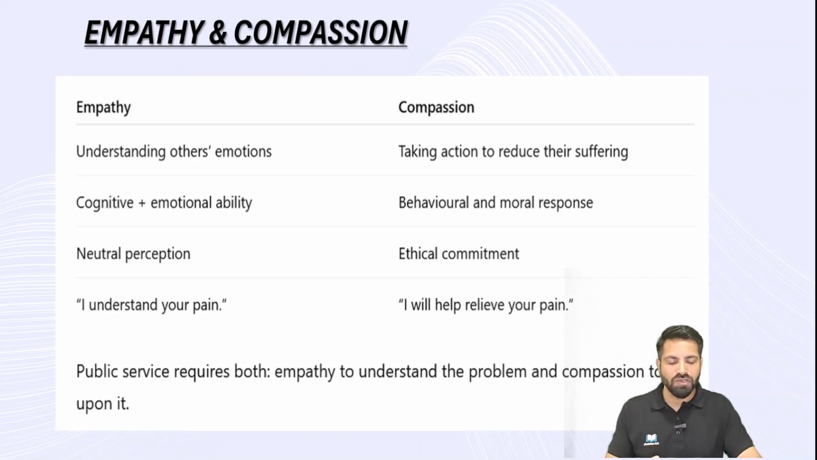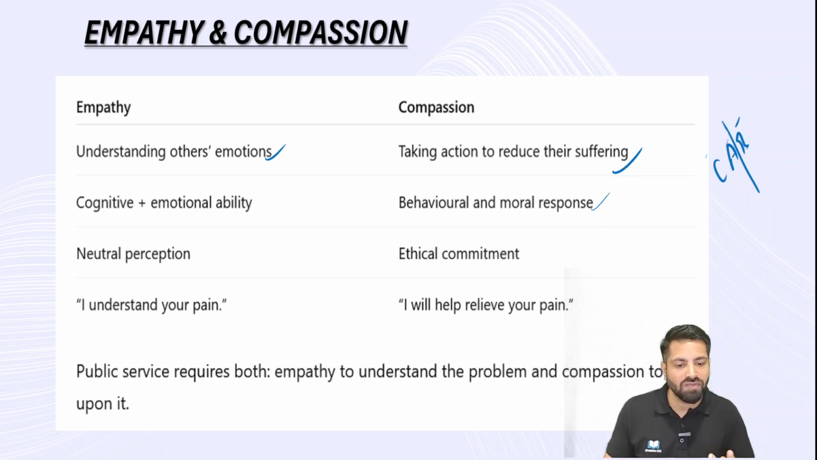Now let's see the difference in detail. In empathy, there is understanding of others' emotions, I understand your pain. But in compassion, I take some positive steps also to reduce your suffering. And you remember this ABC model: cognitive, affective, behavior. So empathy deals with the cognitive and affective components of attitude. Here I understand your pain, I can even feel that emotionally. But compassion deals with the behavioral response. How do I respond to it? I want to take some positive action, the positive behavioral response and the moral response. And empathy is a neutral perception. I understand this, but I cannot do anything.